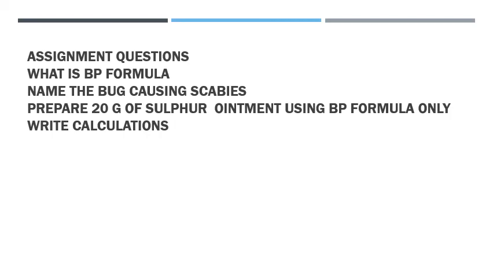These are the few viva questions that you should know for when your practical takes place in your exam in future. For the assignment questions, you have to write what the BP formula is, name the bug that causes scabies, and prepare 20 grams of sulfur ointment using the BP formula. Just write the calculations as I told you, that is 10% and 90%, and the amounts you require to prepare that ointment.